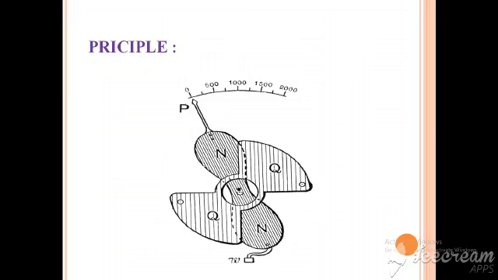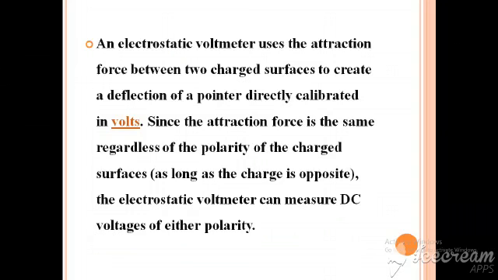So let's look deep into the principle of the electrostatic voltmeter. An electrostatic voltmeter uses the attraction force between two charged particles to create a deflection of a pointer directly calibrated in volts. Since the attraction force is the same regardless of the polarity of the charged surfaces, the electrostatic voltmeter can measure DC voltages of either polarity.